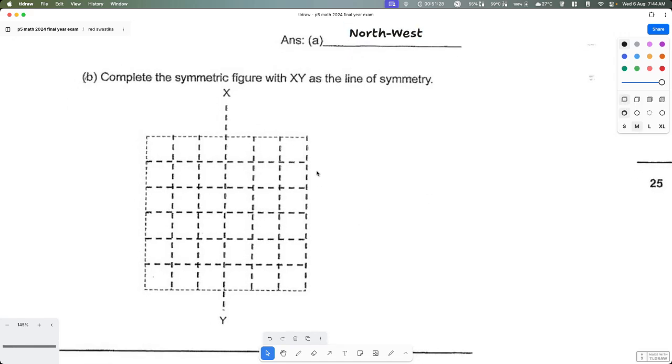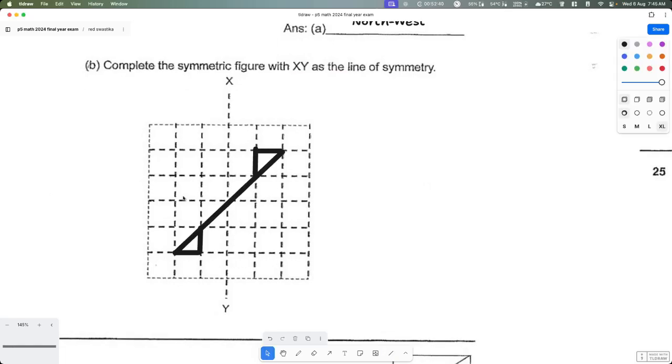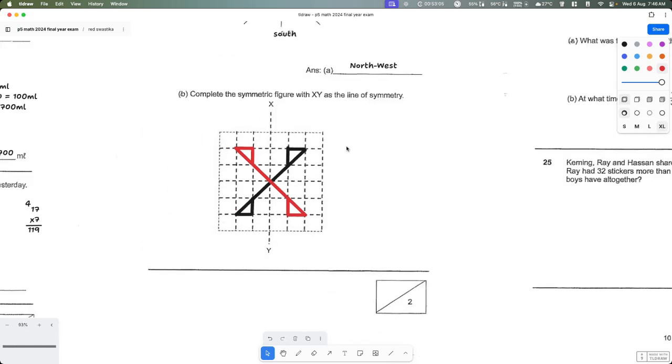Okay, all right, let's move on to B. So B says complete the symmetric figure with XY as the line of symmetry. Okay, they actually removed the whole line of symmetry, so I'm just gonna draw it out. So this is what it looks like, the figure itself. Okay, so what you're gonna do is just point to the next one, and then draw it accordingly for the line of symmetry. That's what you see over here. Same goes to this. Okay, so just two rectangles. There you go. That's the answer to this.